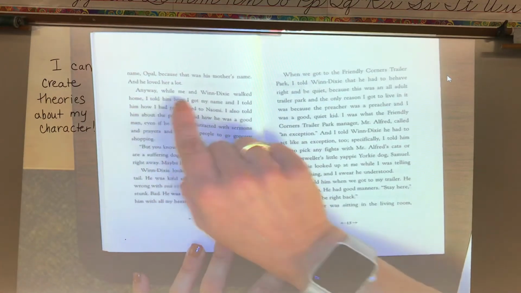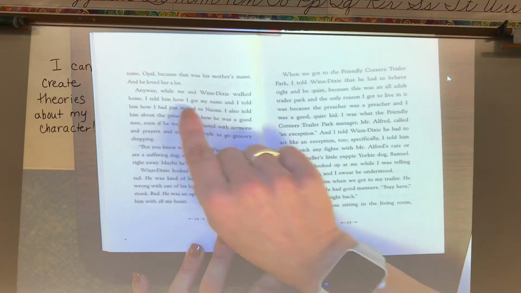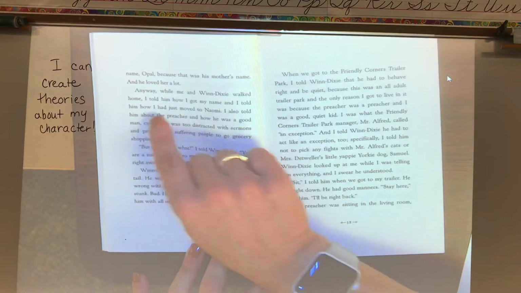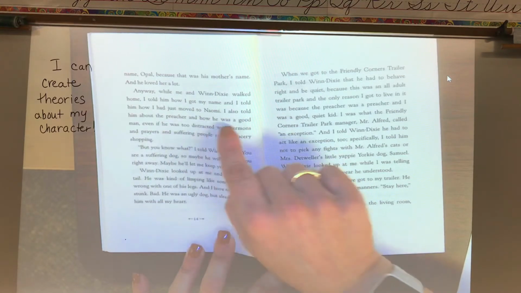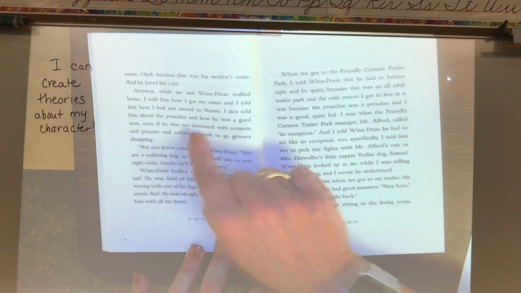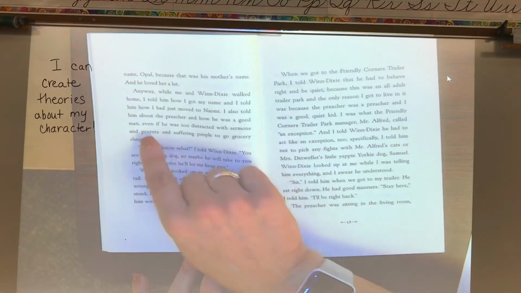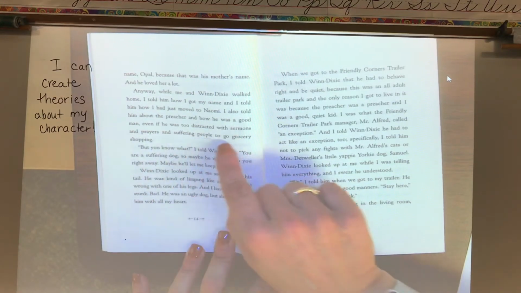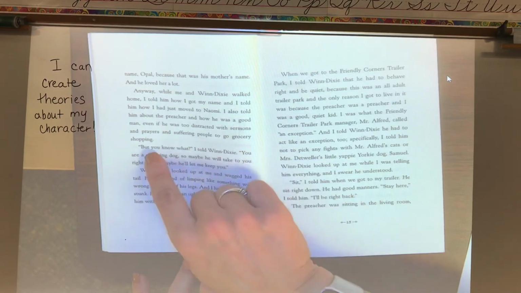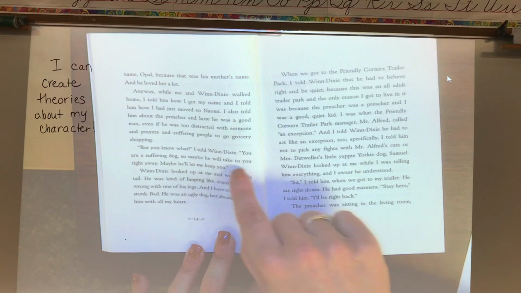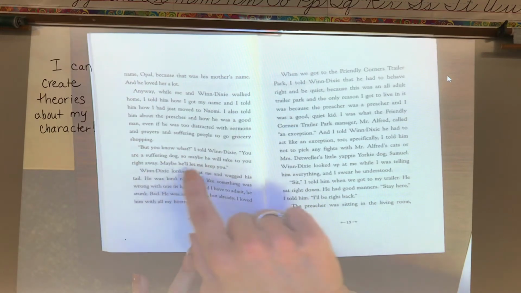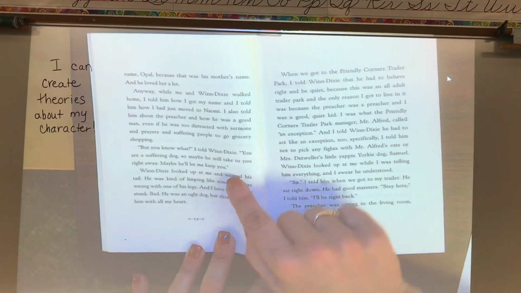Anyway, while me and Winn-Dixie walked home, I told him how I got my name, and I told him how I just moved to Naomi. I also told him about the preacher and how he was a good man, even if he was too distracted with sermons and prayers and suffering people to go grocery shopping. But you know what? I told Winn-Dixie, you are a suffering dog, so maybe he will take you right away. Maybe he'll let me keep you.